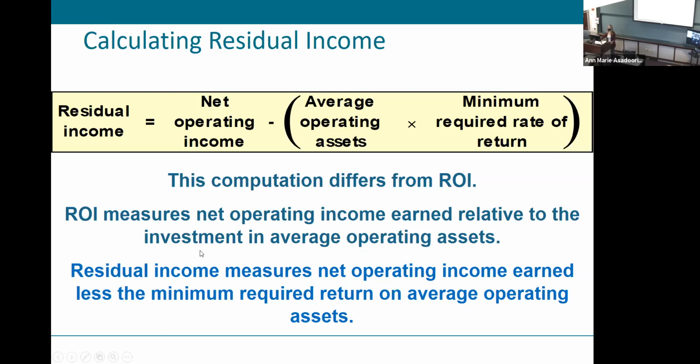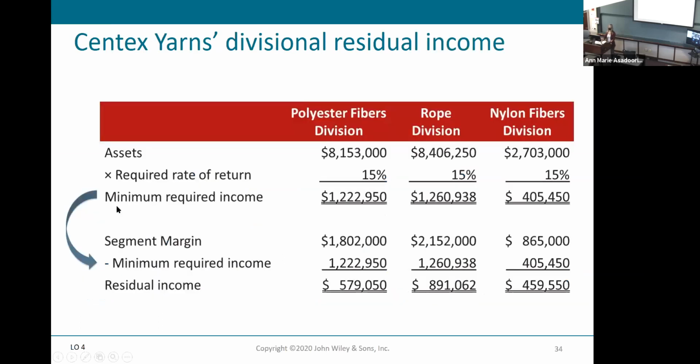Okay. We ready to put some numbers to this? Okay, so here's the residual income for the nylon fibers division. Again, here are the assets. Here's the required rate of return, which is 15%. So the company as a whole is telling the division, we want you to invest in 15% and above. And if you do, this is your minimum required net income.